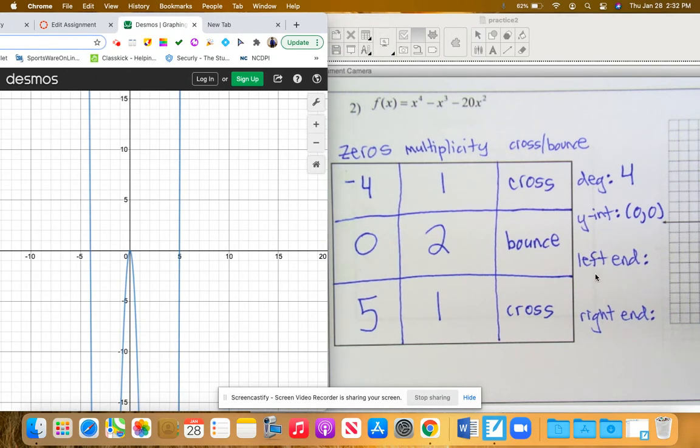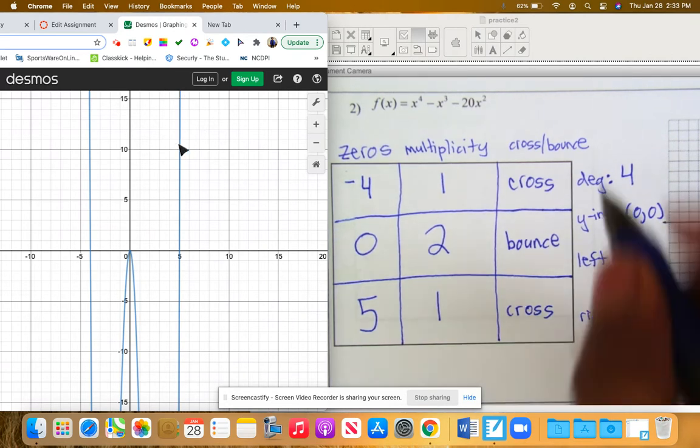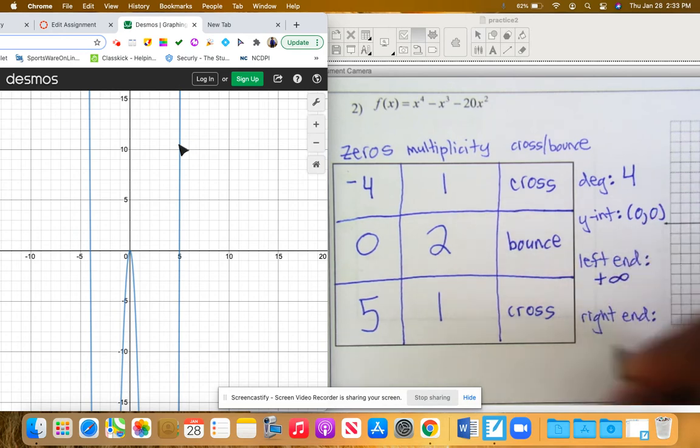And on my end behavior, in both directions, looking over here at Desmos, the left-hand side is going up where my cursor key is, and my right-hand side is going up. So my end behavior for both of these is positive infinity. Okay, and just like that, we were able to label everything for this one just by looking at the graph. Okay, and let's take a look at one more.